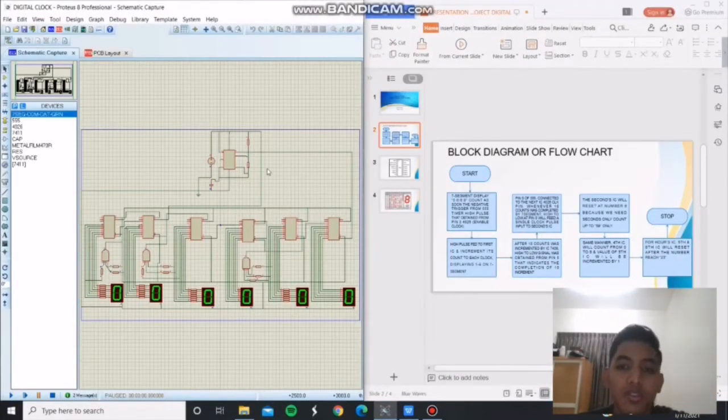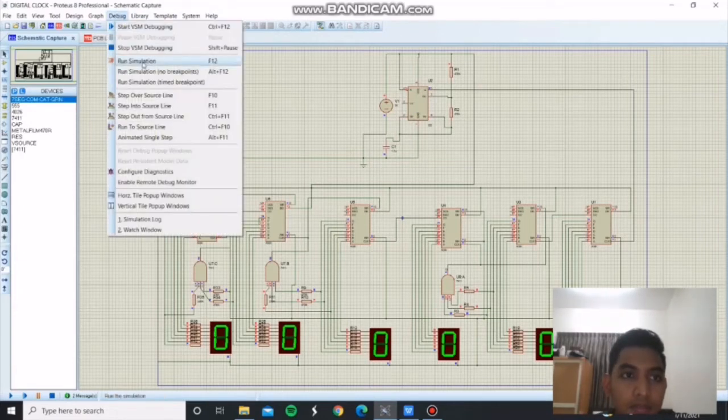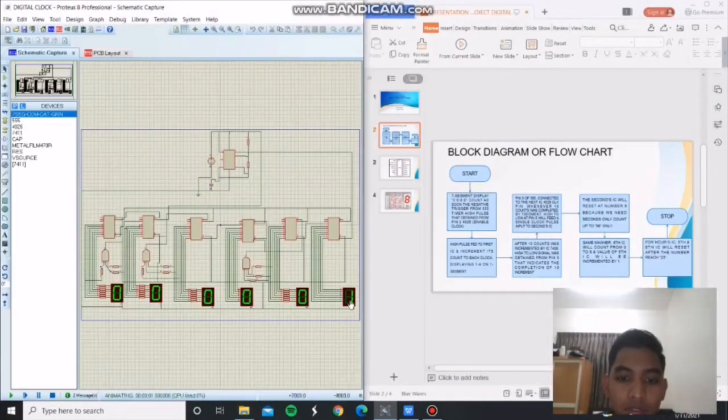For the switch of our digital clock, we are using a 555 timer, so we don't use any switch. We just use the 555 timer to give the input pulse to our ICs. This is the IC 4026. When we run the simulation, the clock will start counting 1, 2, 3, and so on. It is slow because I made the capacitor 1.5 micro. If I change the value lower, the clock will count faster.